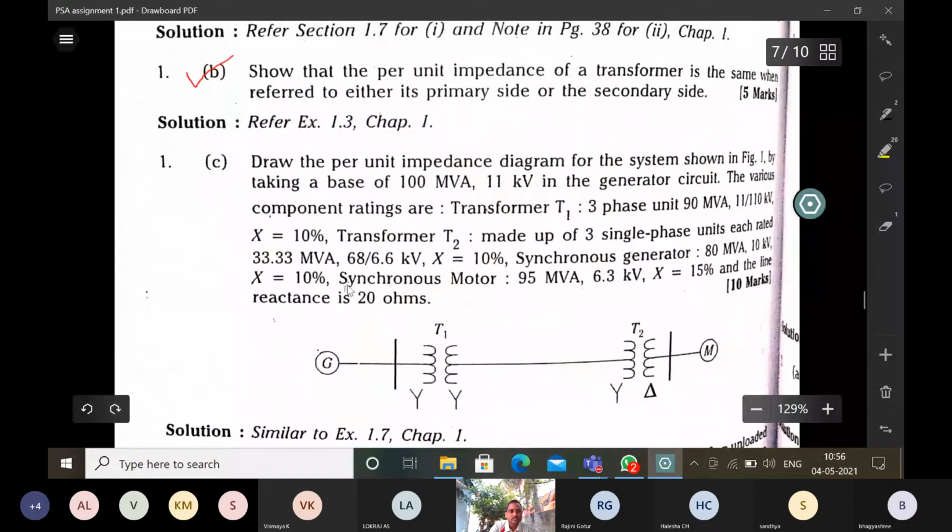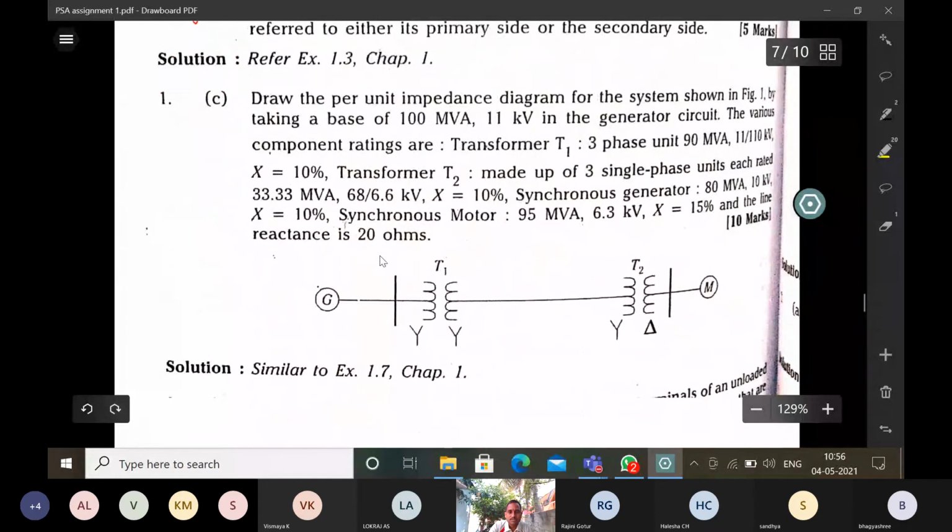Next, one problem is there. The solution is not given here, but it is similar to 1.7, that is in chapter 1. I will share that problem part. Whatever the first question 1.7 is, similarly only the values are different. So you need to solve this and tell the answers.